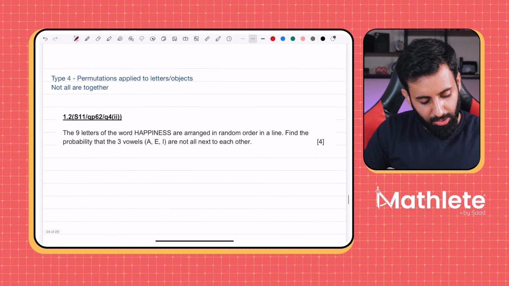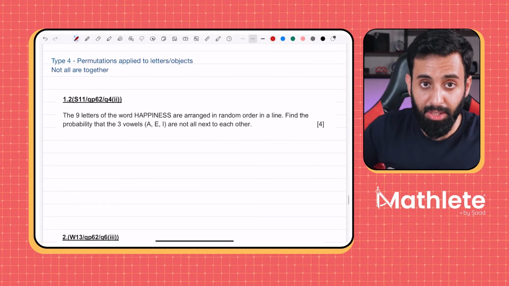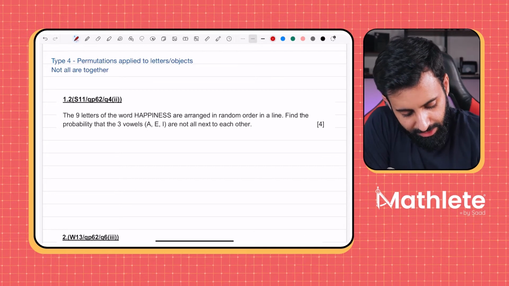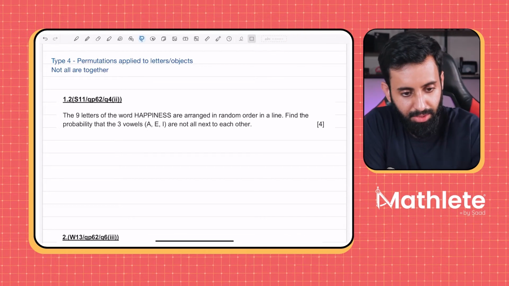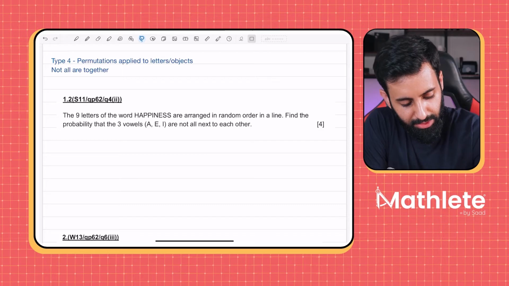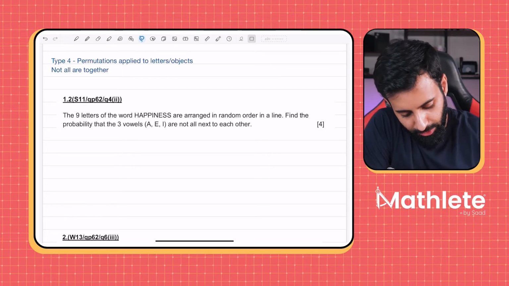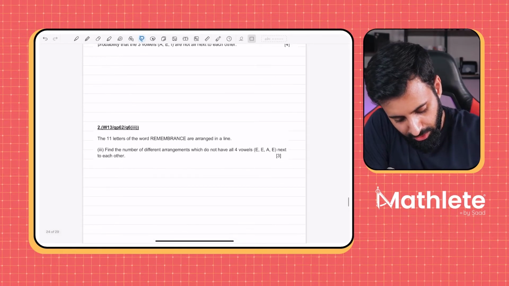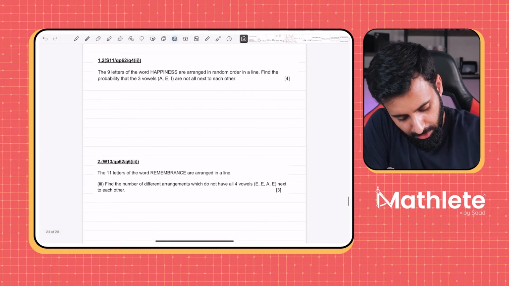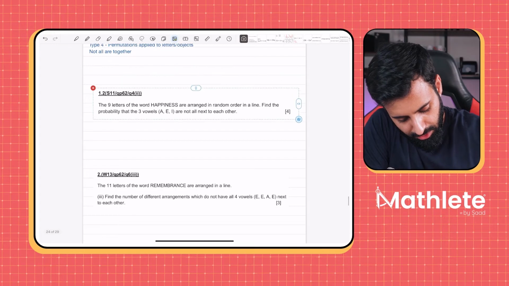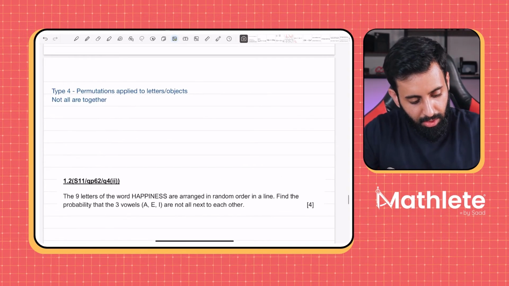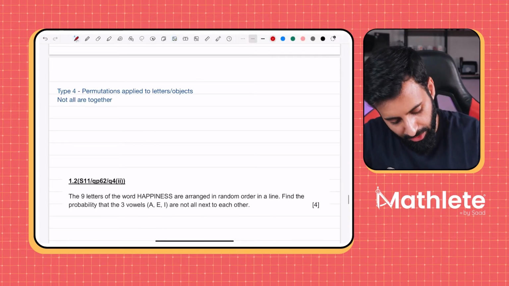Okay, so I believe that is the end of type 3. Now let's focus on type 4. First of all, understand the difference between type 3 and type 4. Type 4 says not all are together, okay? So what I'd like to do is make some room here so I can explain to you what the difference is. So let's see if I can drag this down a little and drag this down a little. Okay, so let's say that we have 3 people, A, B, and C.